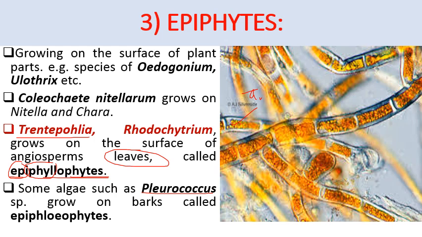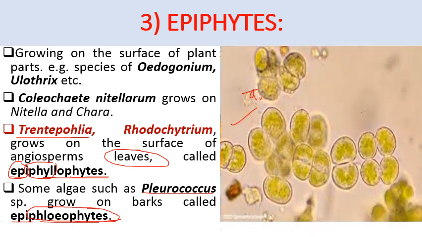Then some algae, such as Pleurococcus species, grow on the bark of a tree. So that is termed as epiphyllophytes. Algae which grow on bark are termed as epiphyllophyte.